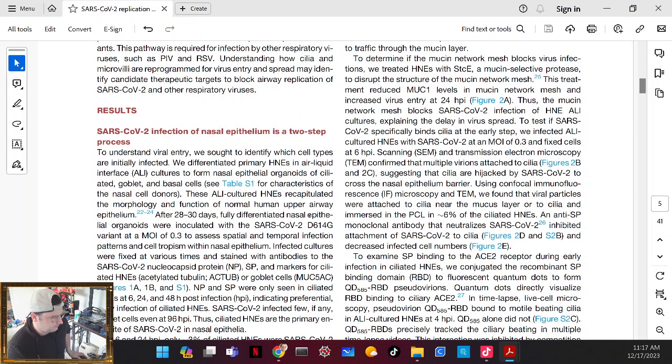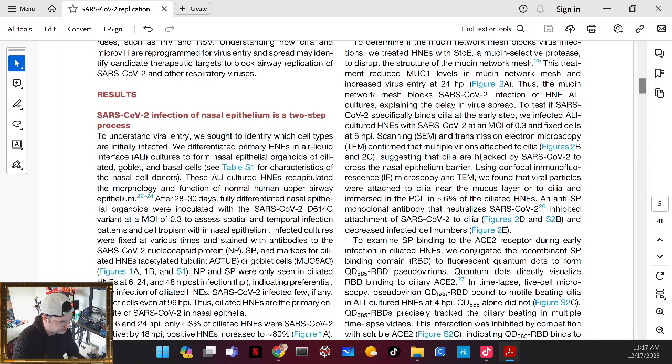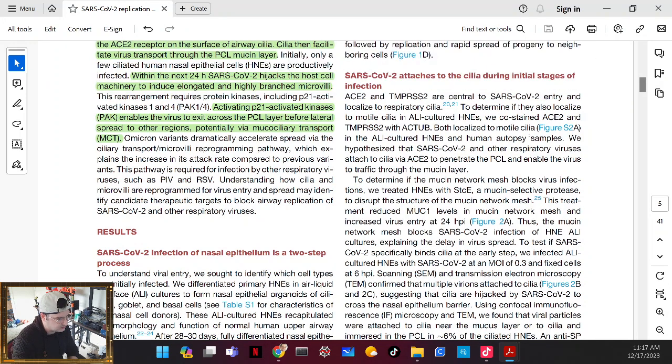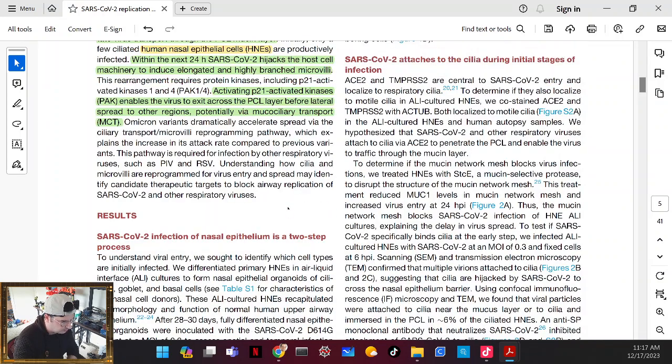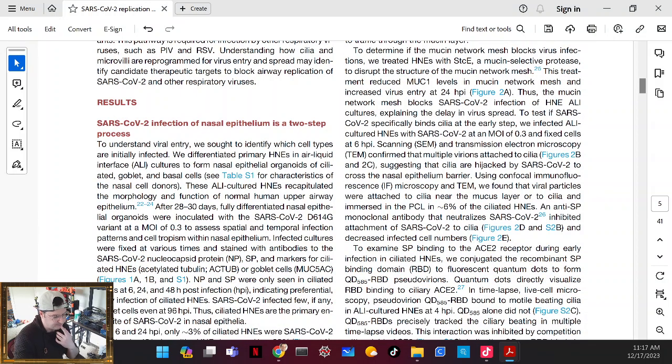Quick control save. To understand viral entry, we sought to identify which cell types are initially infected. We differentiated primary HNEs. They use way too many acronyms in this. HNEs, human nasal epithelial cells. I think it's acceptable to have one or two acronyms, but when you start having something like 8 or 10... Okay, so we differentiated primary human nasal epithelial cells at air liquid interface, ALI, another acronym, cultures to form nasal epithelial organoids of ciliated, goblet and basal cells. So that's just what they did.